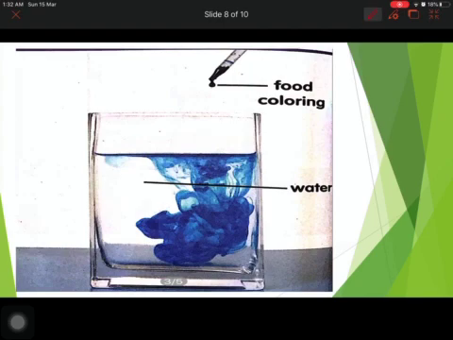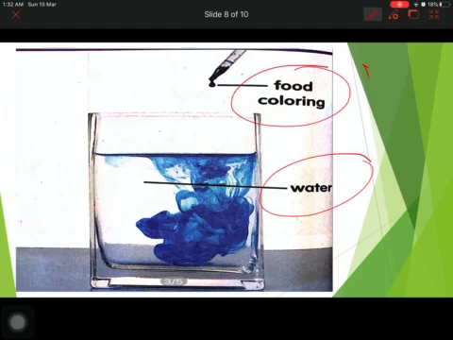Here we have food coloring and water. Food coloring is liquid. What about water? Water is liquid too, right? What happened? This liquid dissolves in water too, right? We could still see it, right? You can still see it.